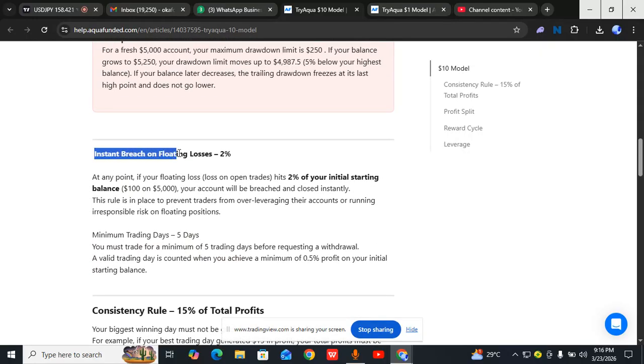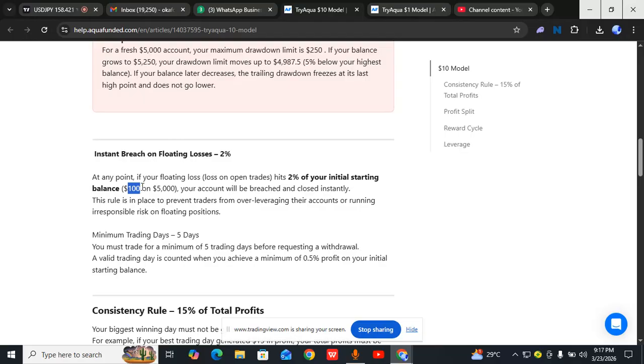Let me use this instant breach on floating loss as an example. Now, let's say for example, 2% on a 1K account is $20, right? 2% on a 5K account is $100. So let's say you take a trade on gold, and because of the way you trade or the time frame you trade, if you place your stop loss somewhere comfortable where it should be, you should be able to risk, let's say $90.